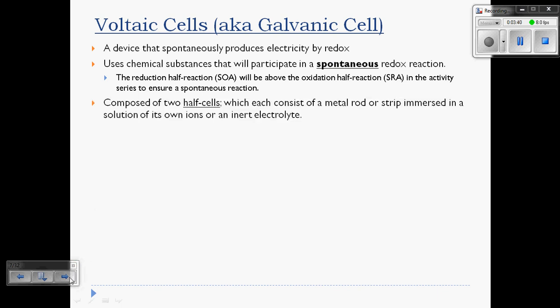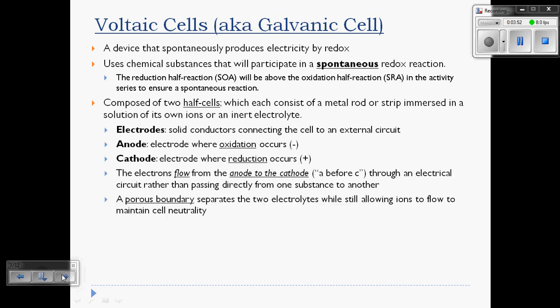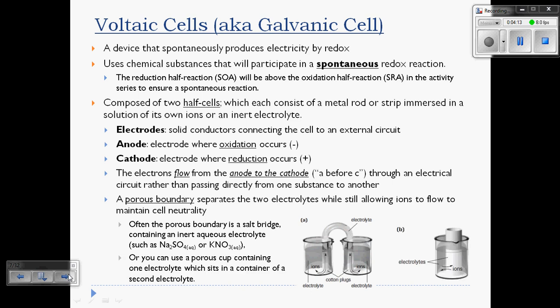So, remember RED CAT: reduction half reaction happens at the cathode and oxidation half reaction happens at the anode. An electrode is a common term for anode and cathode. Electrons flow from anode to cathode, and a salt bridge is a porous boundary that separates the two half cells but still lets the electrolytes flow. The purpose, if you recall, of this electrolyte is to maintain electrical neutrality, or avoid charge buildup, so electron transfer can continue.